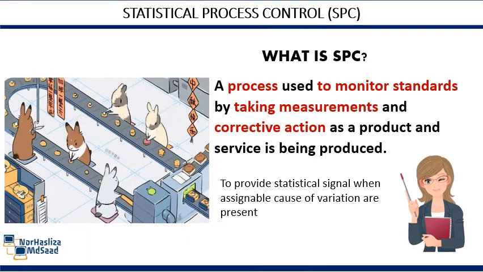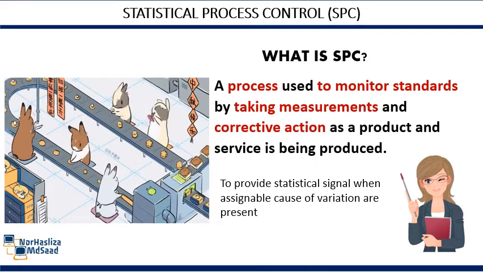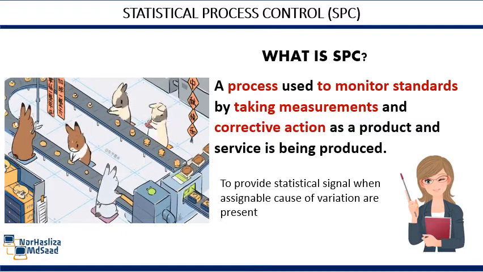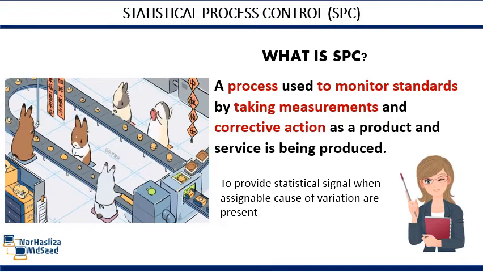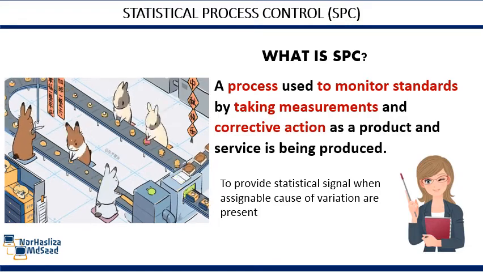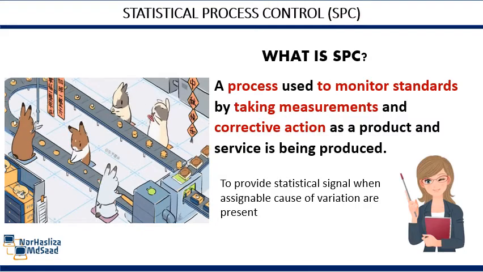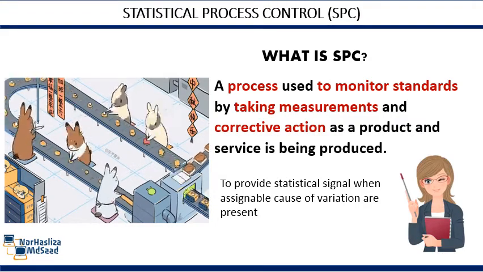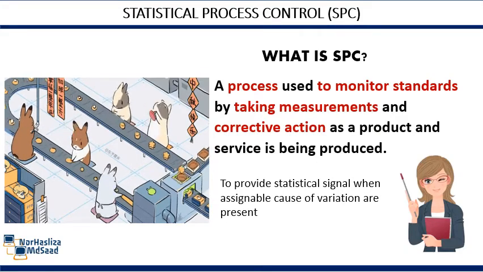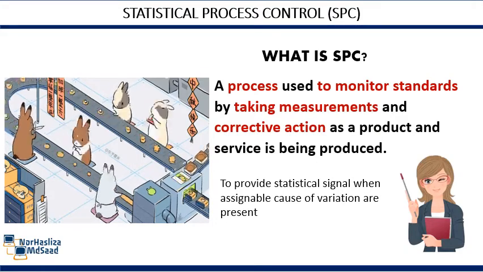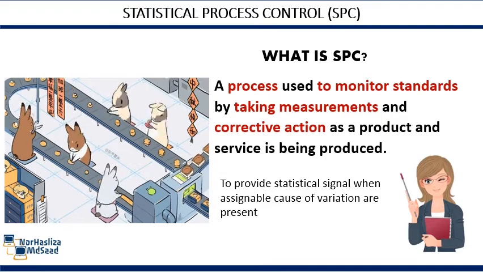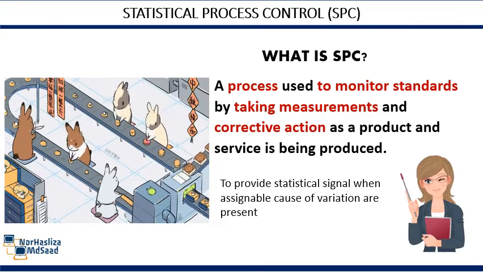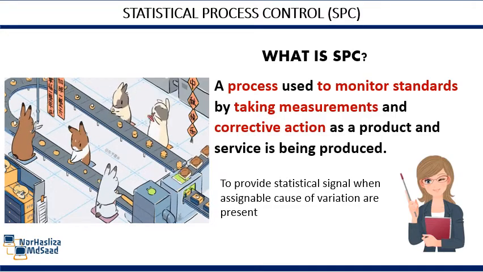A process is said to be operating in statistical control when the only source of variation is common causes. The process must first be brought into statistical control by detecting and eliminating special causes of variation. Then its performance is predictable and its ability to meet customer expectations can be assessed.